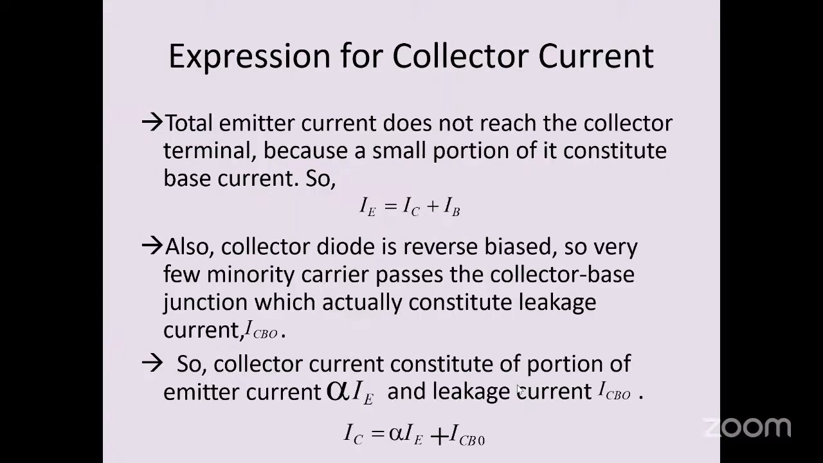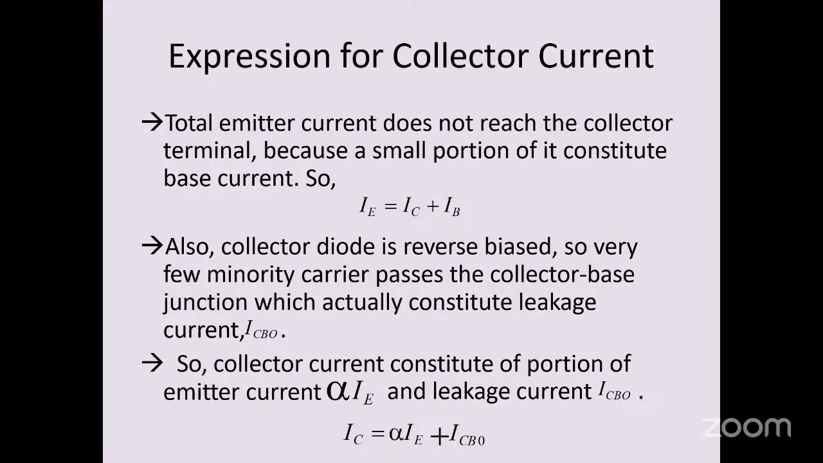Next, expression for collector current. Here the emitter current does not reach the collector terminal, because a small portion of it constitutes the base current. So IE, the emitter current, equals the sum of the collector current and base current, IC plus IB. As we know, the collector diode is always in reverse bias.